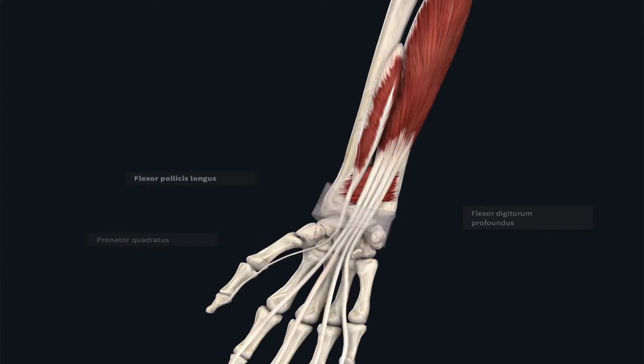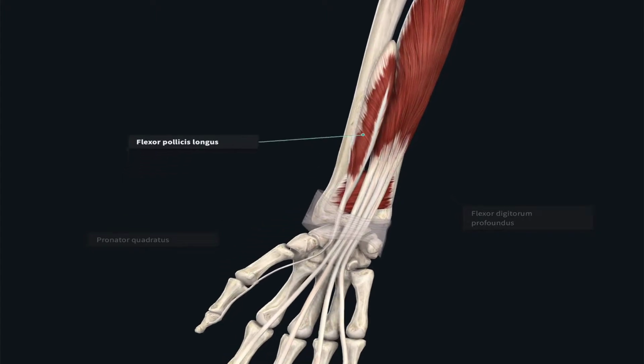This muscle, the flexor pollicis longus, takes care of the thumb for us, and as its name would imply, it flexes the thumb but with a long tendon. What we'll see is there's a counterpart, a flexor pollicis brevis, located in the hand itself.